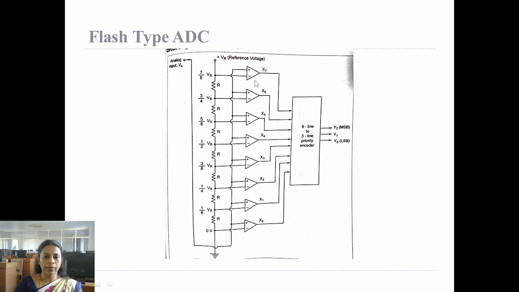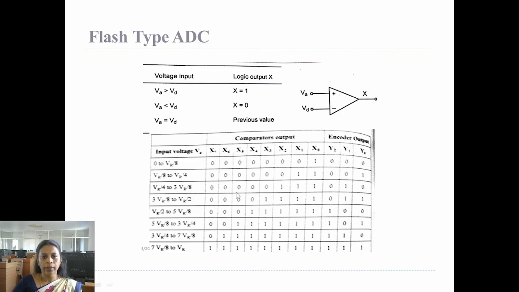Let's assume the analog input ranges from 0 to VR by 8. The output of the bottom comparator, x0 alone, will be high, which makes the output 1 followed by 7 zeros. That is given to the encoder, by which the outputs y2, y1, y0 will be 0. So when the input lies between 0 and VR by 8, the x0 comparator output will be high, which makes the output 0, 0, 0.